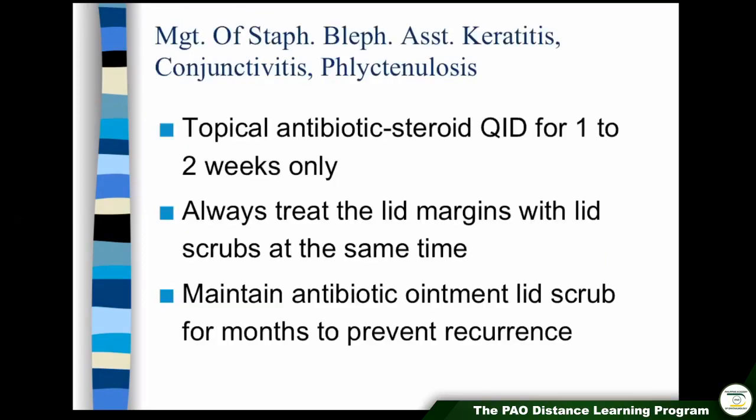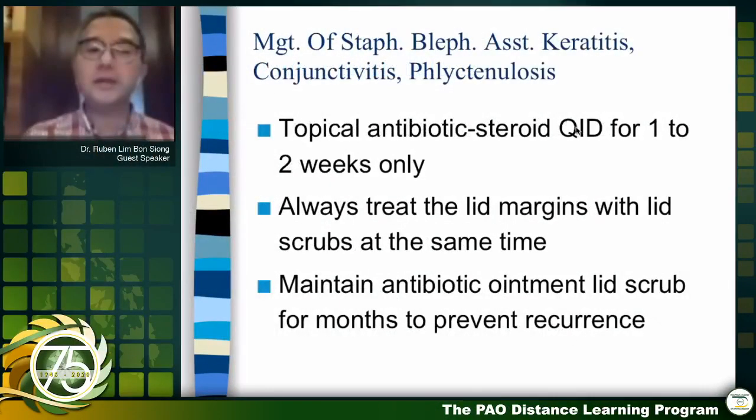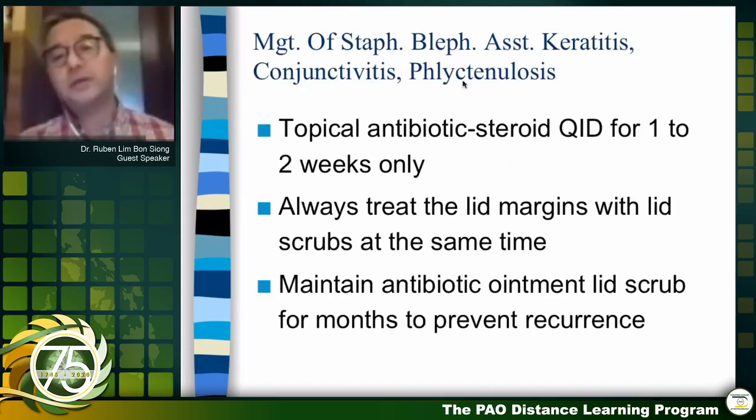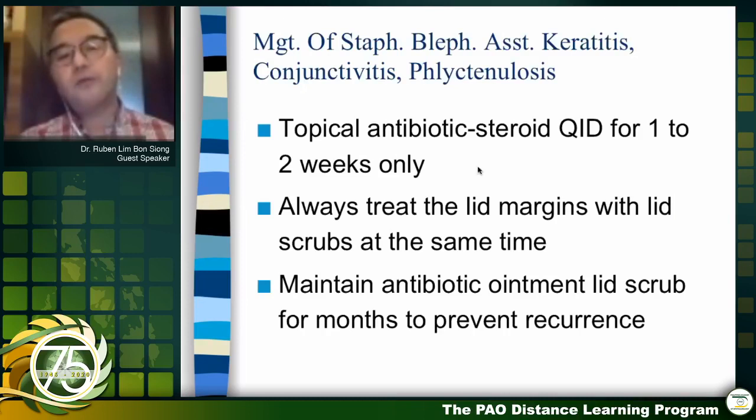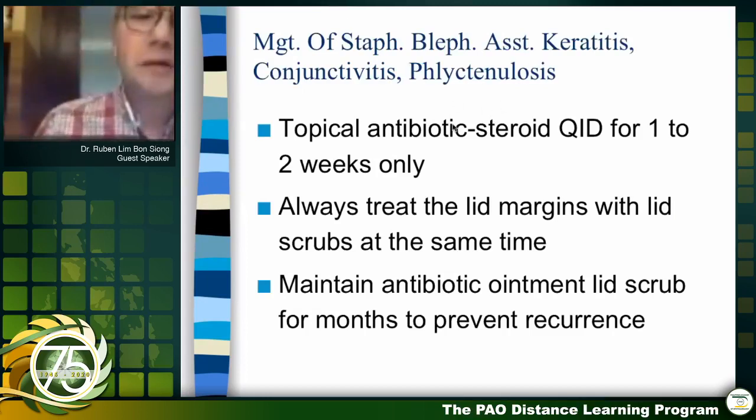Okay, so what do you do now when you see a patient with marginal keratitis, conjunctivitis, phlyctenulosis, and it should be due to staph? No? So there should be staph, and this is your main diagnosis, and these are the associated findings now. So topical antibiotic steroid is very, very important. Steroid, because most of these are inflammatory, most are immune mediated. Then you have to give steroid here just 4 times a day, nothing more, for 1 to 2 weeks only. That's enough. That will be enough to suppress the inflammation and make all these lesions resolve.